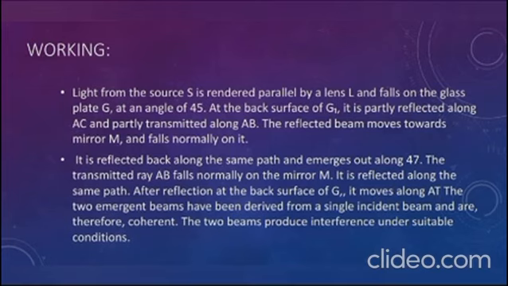The transmitted ray AB falls normally on the mirror M2. It is reflected along the same path. After reflection at the back surface of G1, it moves along AT. The two emergent beams have been derived from a single incident beam and are therefore coherent. The two beams produce interference under suitable conditions.